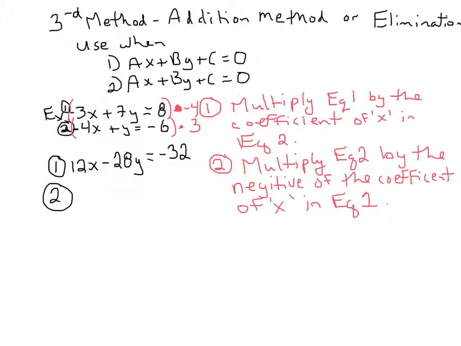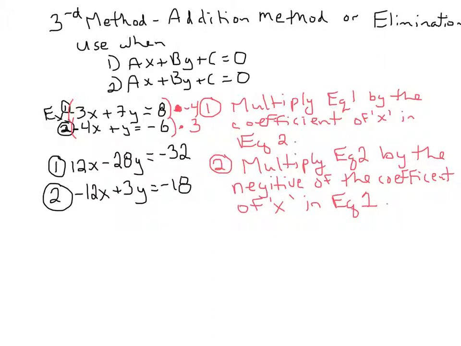What is 3 times -4? -12. So we got -12x. 3 times y? 3y. So plus 3y equals, what's 3 times -6? -18. You'll notice something. And this is the perfect check to see if you've done step 1 and step 2 right. If you've done step 1 and step 2 right, your x's will have the exact same coefficients, and one will be positive and the other will be negative.